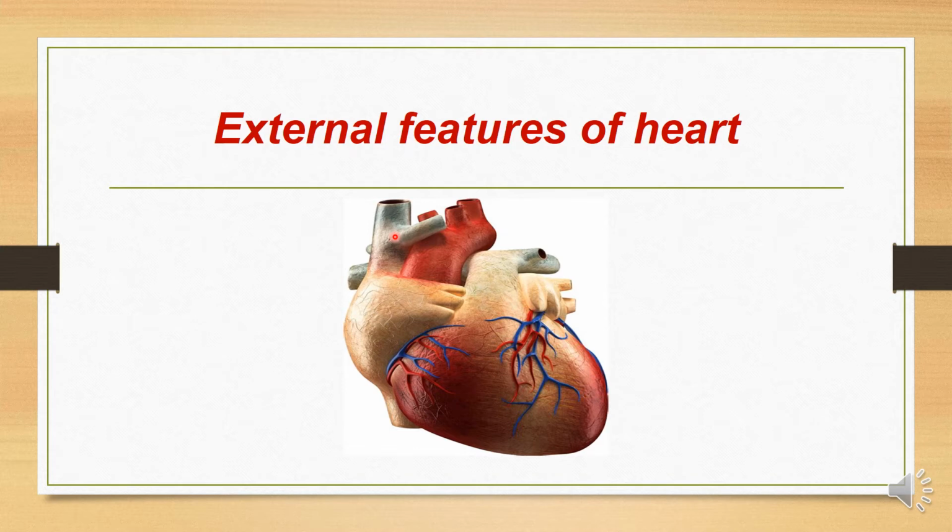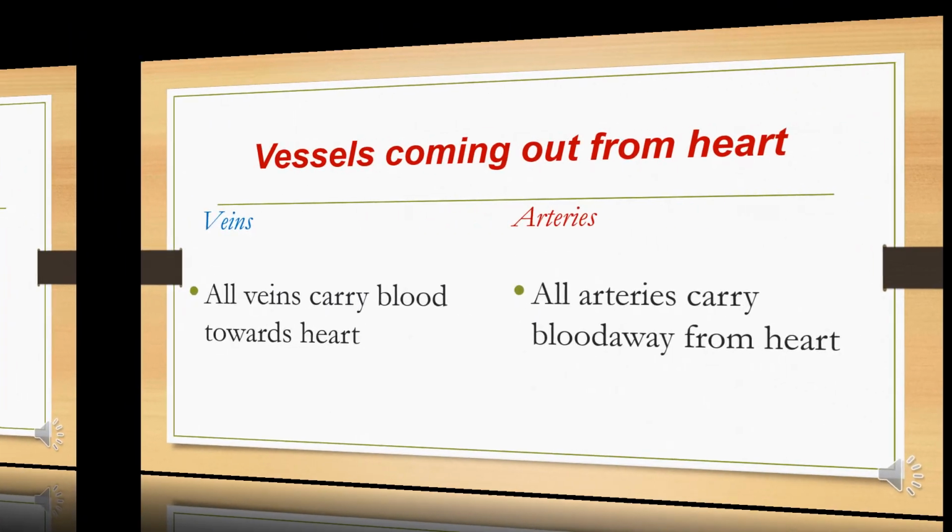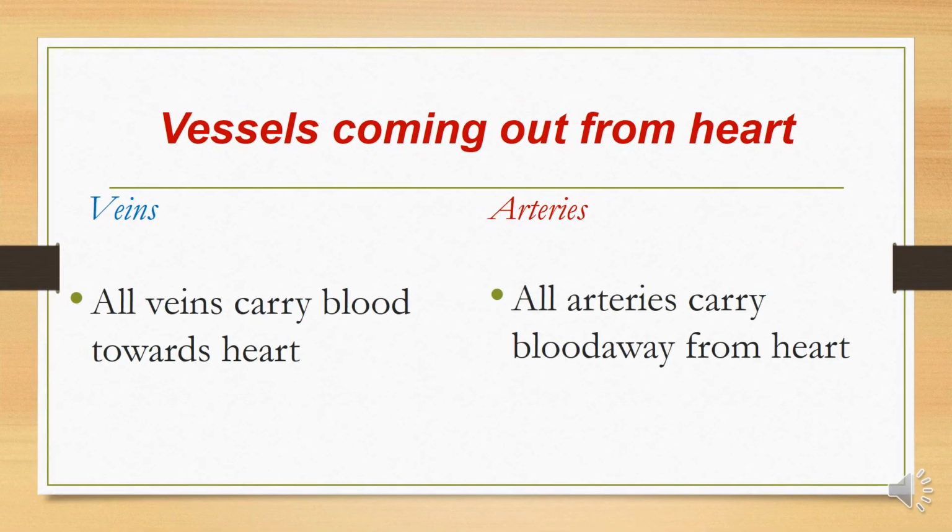On the top of the heart, as you can see, there are a number of tubes. There are two main types of tube. These are veins and arteries. There are two types of vessels that are coming out from the heart. All veins carry blood towards the heart, and all arteries carry blood away from the heart.